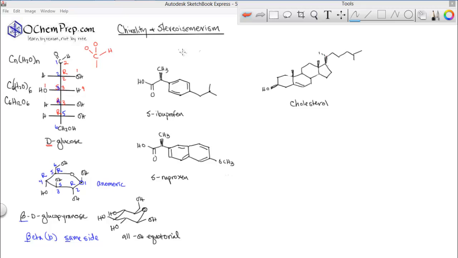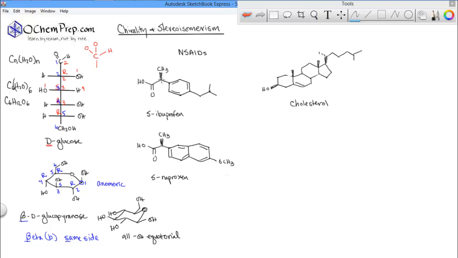The next two sets of compounds are drugs. They are called NSAIDs, or non-steroidal anti-inflammatory drugs. They both act the same way, and if you look, they have very similar structures. The first one is ibuprofen, or Advil, or Motrin. The other one is naproxen, or Aleve.